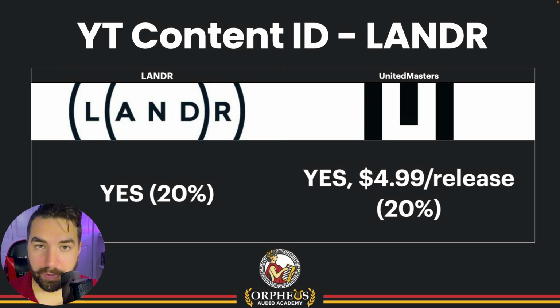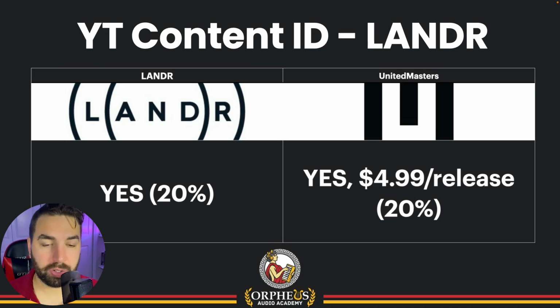Well, they both offer YouTube Content ID. So if someone uses your music in a YouTube video or a sample of your music, you will get a cut of the royalties for that, like ad revenue. But there's a big difference here. Number one, they both take a 20% cut. That's pretty normal across the board for these different platforms. They usually take a small cut, which makes sense since they're offering the service to you. But with UnitedMasters, you also have to pay about $5 per release.